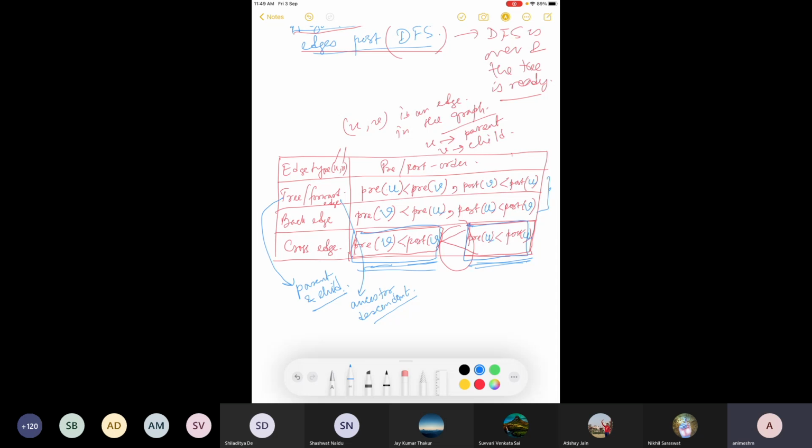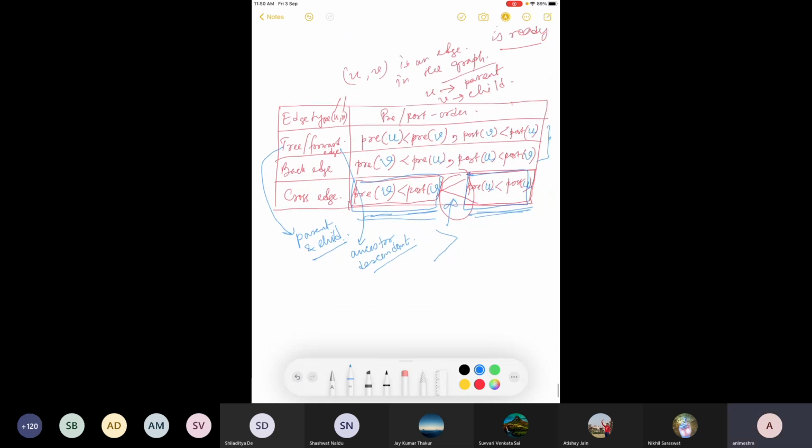So either pre and post of this has been finished and then you go somewhere else and its pre and post is finished, or the other way around. This pre and post is finished and then you come and do pre and post of this. So you cannot have an interleaving because their subtrees do not overlap. So there is a strict time ordering. Either it is less than or it could be greater than. This is what I wanted to mean.